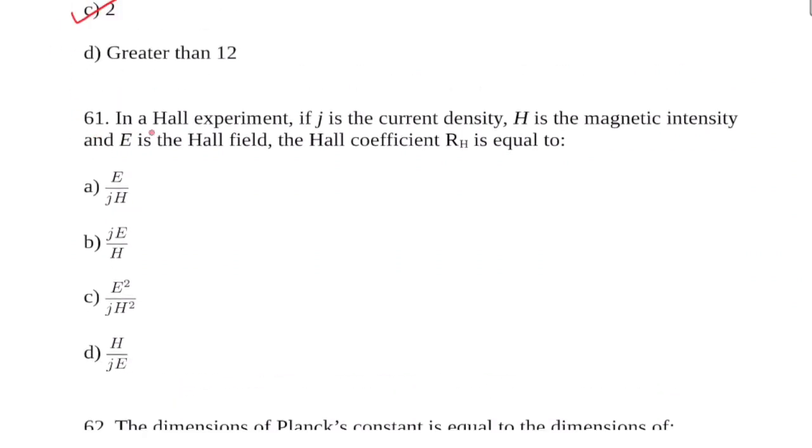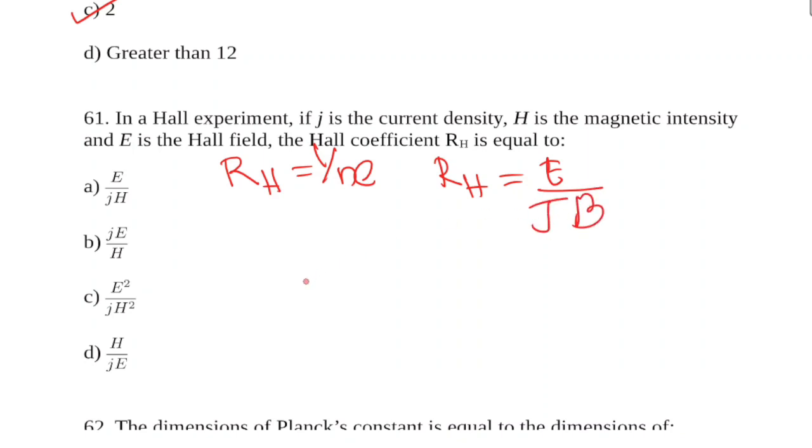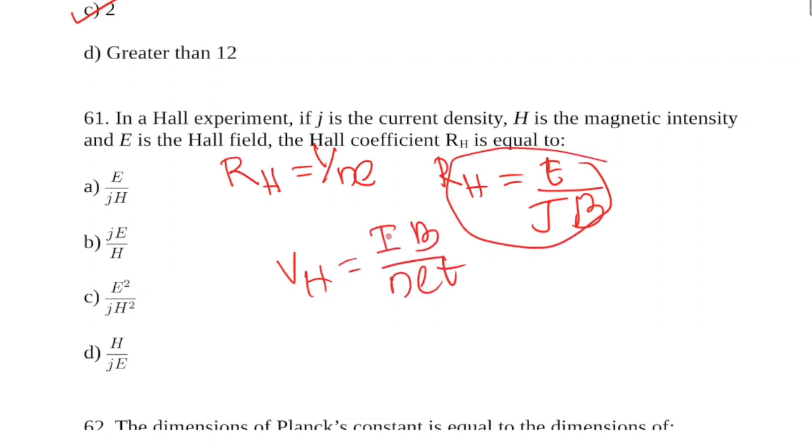Next, 61. In a Hall experiment, if J is the current density, B is the magnetic intensity, E is the Hall field, the Hall coefficient RH is equal to. So for RH, you should remember all the relations, like RH is 1 by NE, RH is E by JB, and VH here is IB by NET. Okay, so from here you can see RH is E by JB. So this is your correct option.